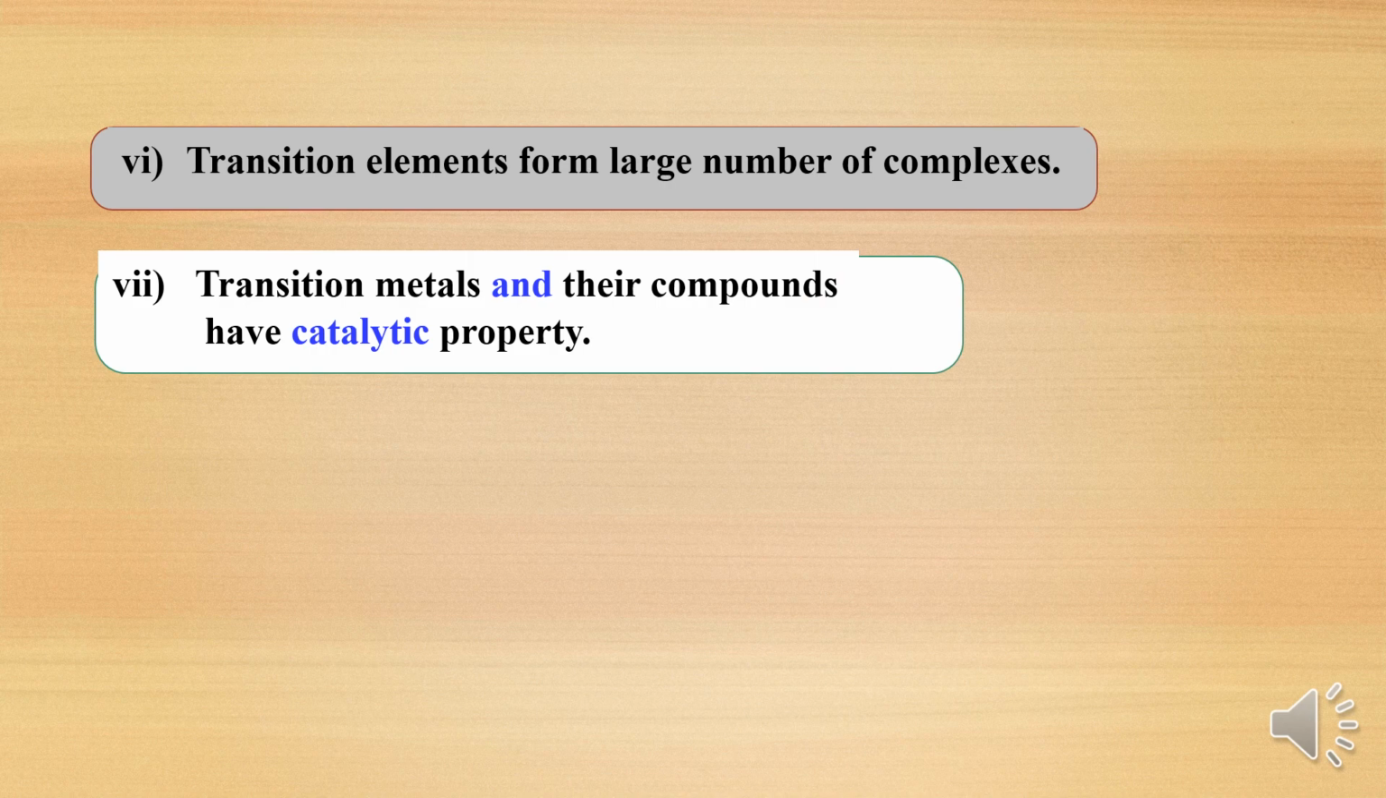Then transition metals and their compounds have catalytic property. Whichever transition metals are present in the d block elements will act as catalysts. A catalyst, as we already know, is something which can alter the rate of reaction. Here d block elements or transition metals act as catalysts because they provide a surface to the reacting molecules. That's why they act as catalysts.